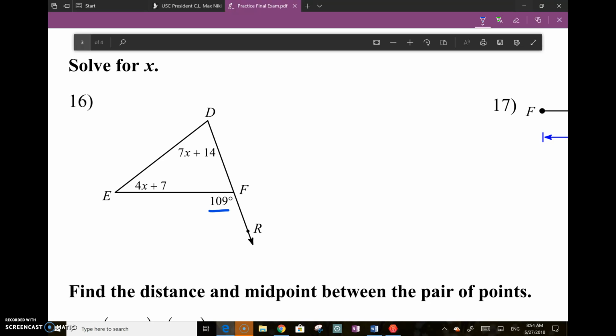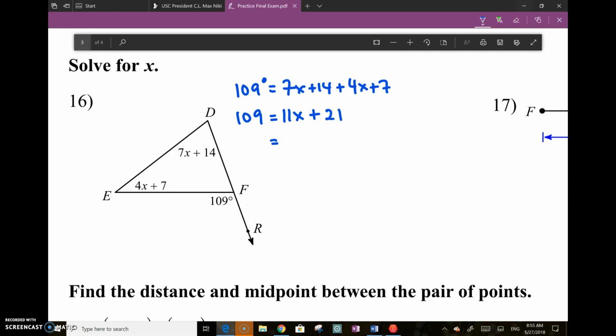So what we do is we apply this theorem, which says that an exterior angle of a triangle is simply equal to the sum of the two remote interior angles. And by remote, I simply mean the two angles that are farthest away from the one outside. So I'm going to go ahead and set up my equation to say that. And it will be 190 degrees is equal to 7x plus 14 plus the other angle, which is 4x plus 7. So this is 190 degrees is equal to, and then we have to combine like terms. So this would be 11x plus 21.